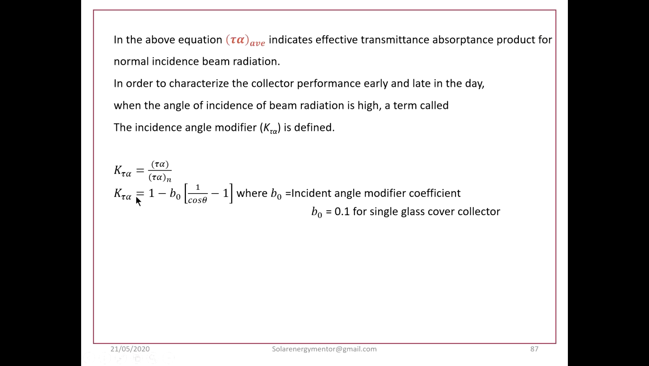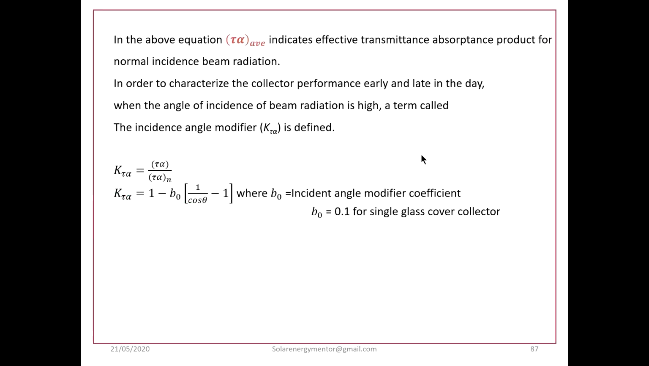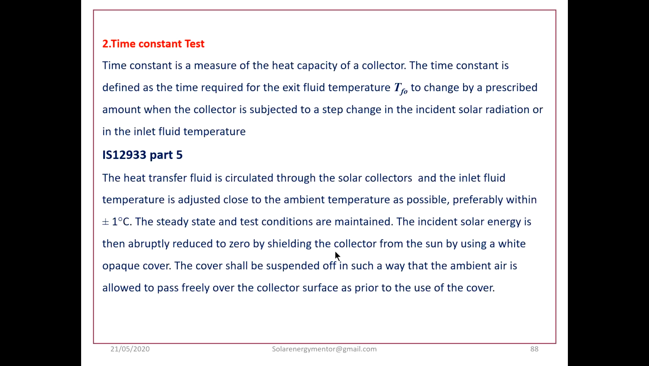Now this 0.9 has to be multiplied by this tau alpha average. Suppose, for example, tau alpha average comes out to be say 0.78. Now 0.78 is at normal incidence, so this has to be multiplied by K tau alpha, 0.9, which we have obtained. So 0.78 into 0.9 will be the FR tau alpha at the desired angle. That's how the incidence angle modifier has to be taken into consideration.